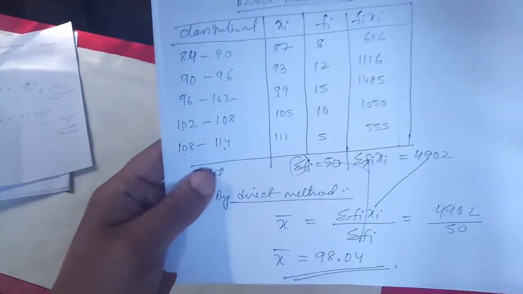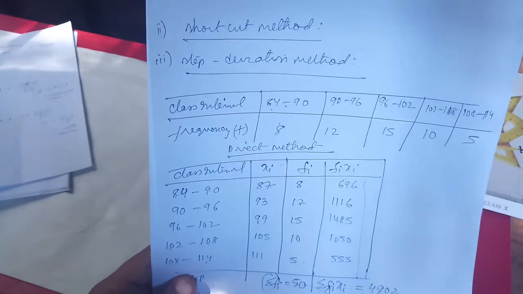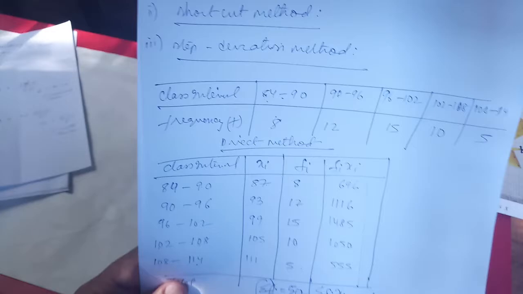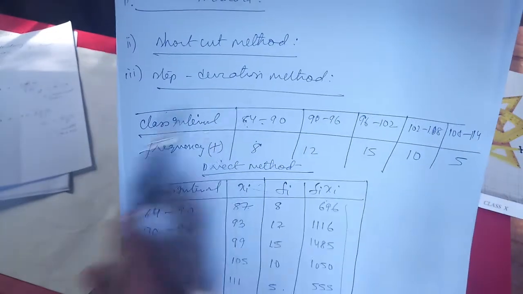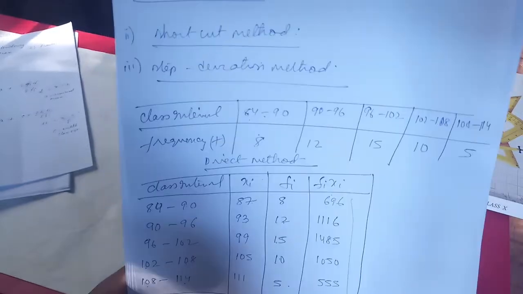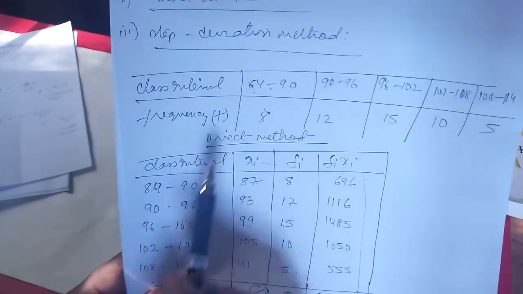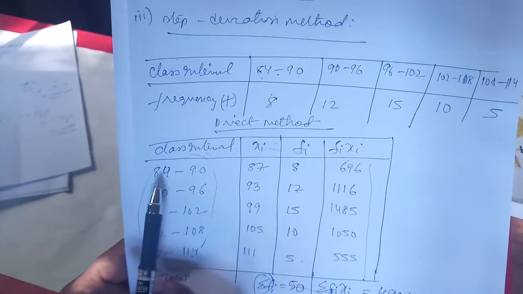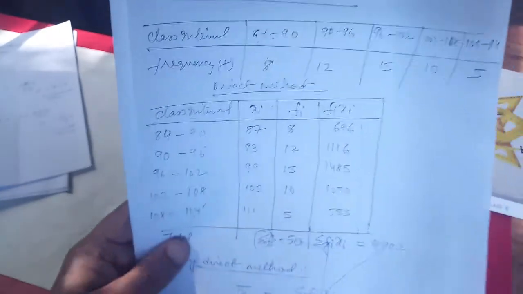So this is the first topic today. In statistics, we have 3 different heads: mean, median and mode. Today we are only focusing on how to find the mean of the given data. This type of question will be there in ICSE. The first method we have learned is the direct method. In the direct method, this is grouped data, which is called the class interval. Sometimes it will be a continuous class interval, sometimes non-continuous.